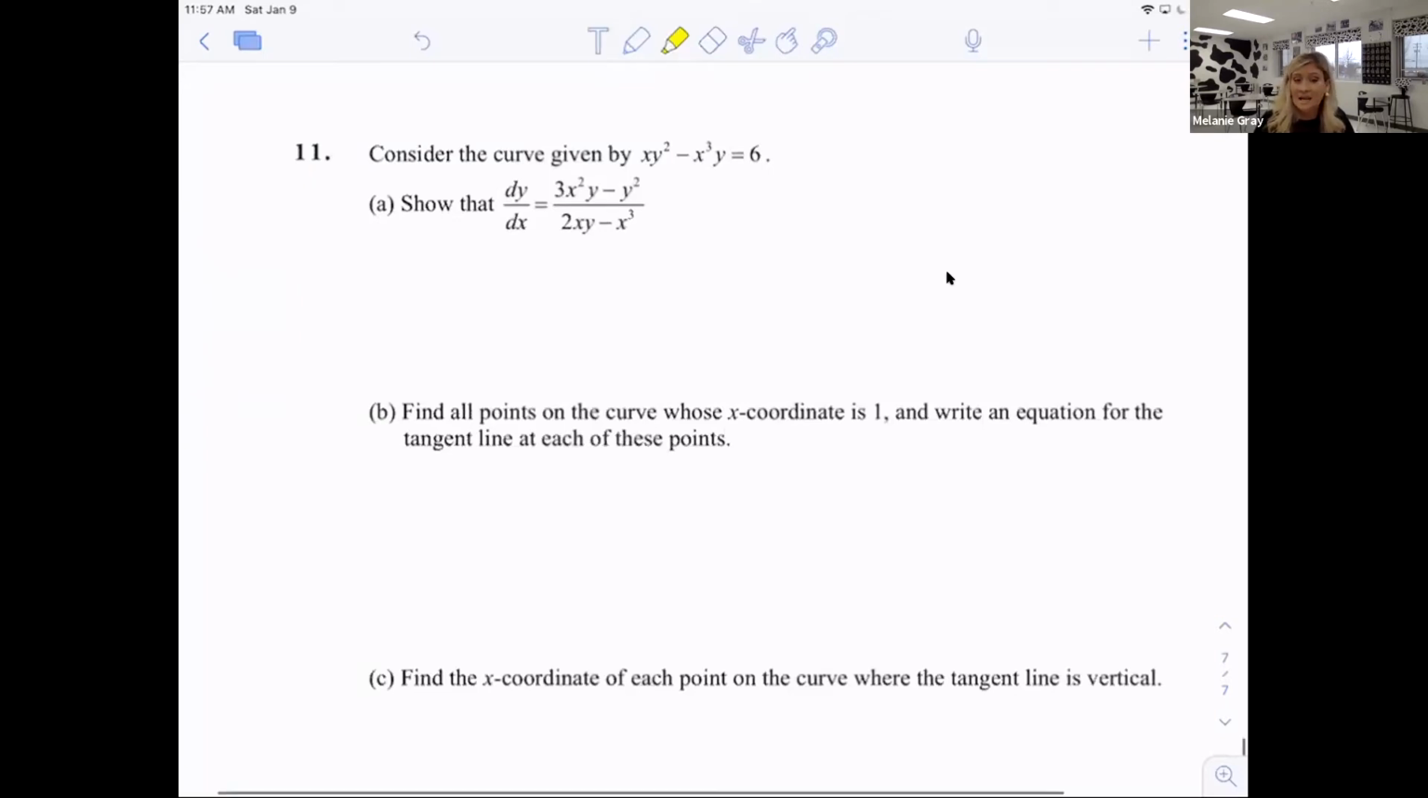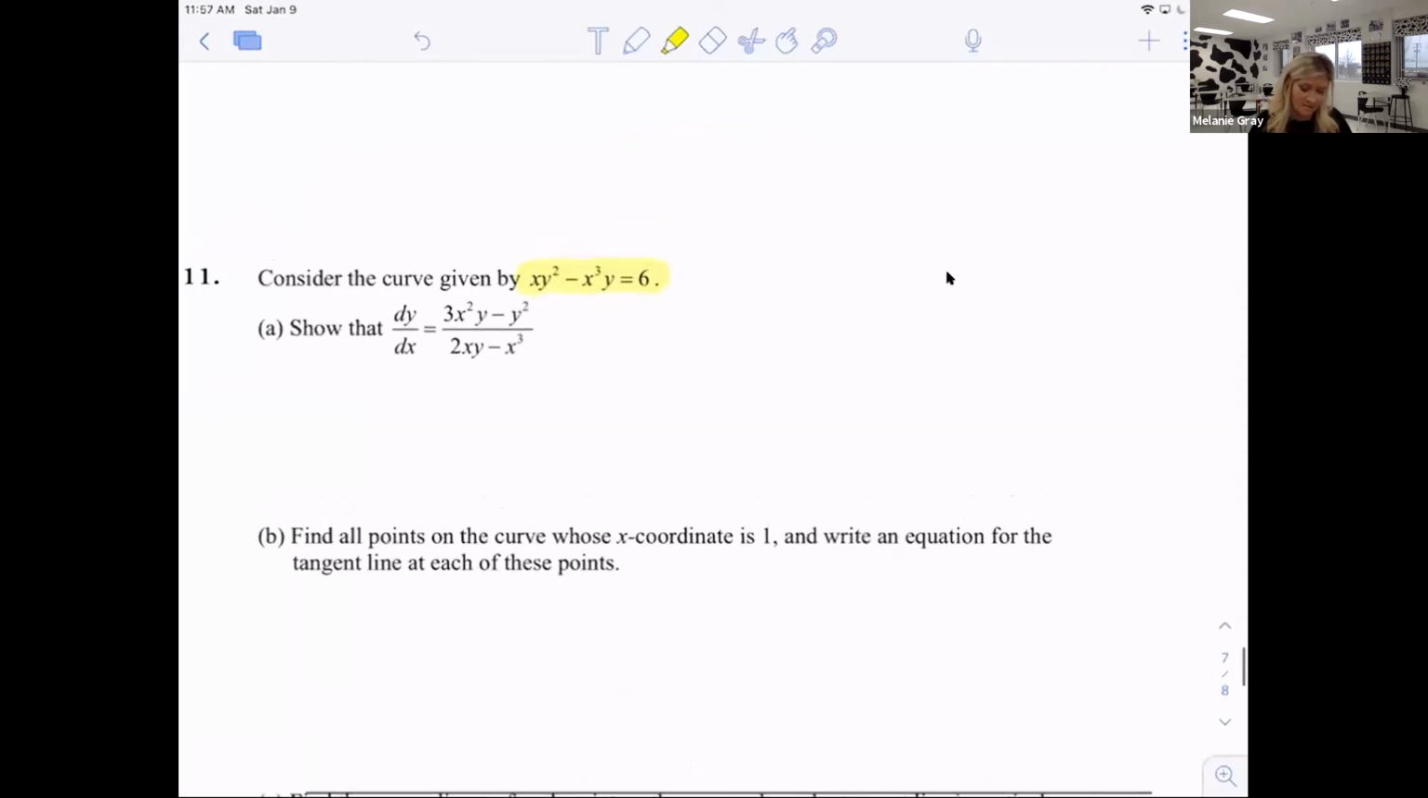This will be a free response type question over implicit differentiation. And so we want to show that dy by dx equals this expression. It starts with xy squared minus x cubed y equals 6. And right away, my head goes to product rule because I have x times y squared. That's a product, multiplication. x cubed times y, that is multiplication. So I'm going to do product rule twice here when I do my derivative.